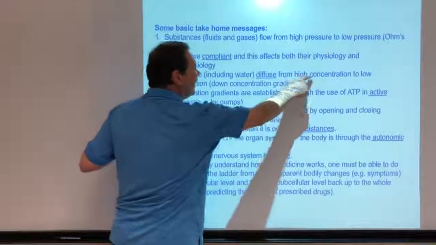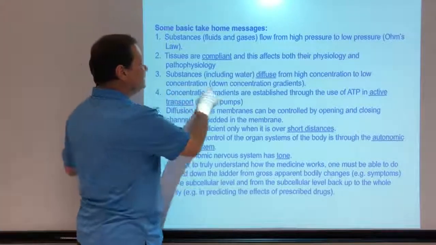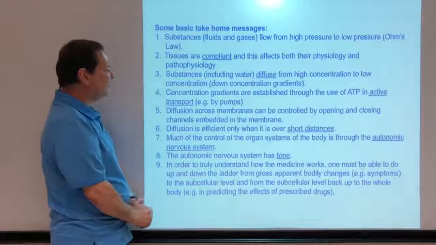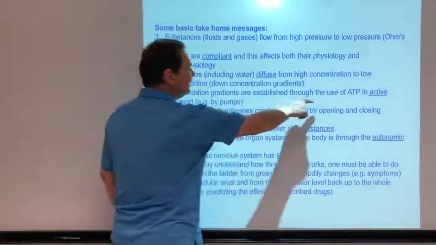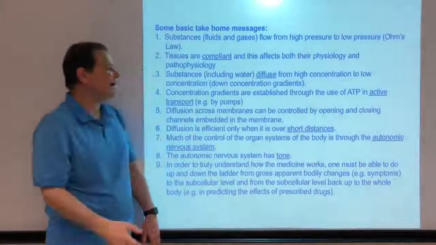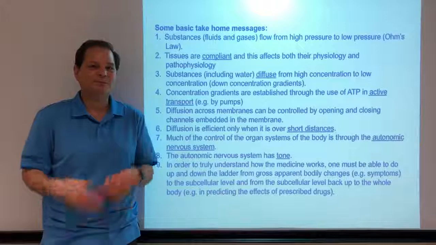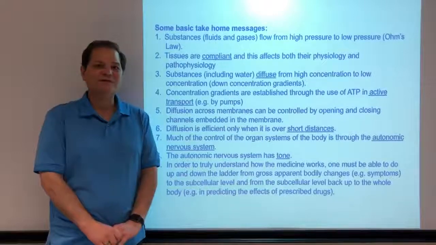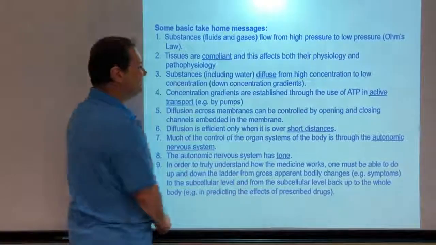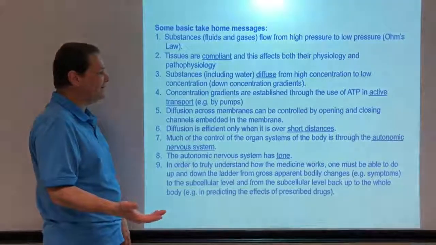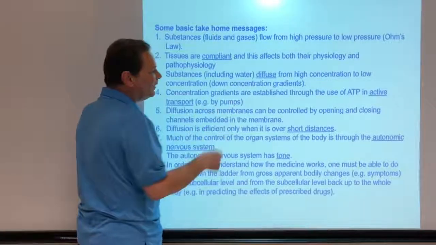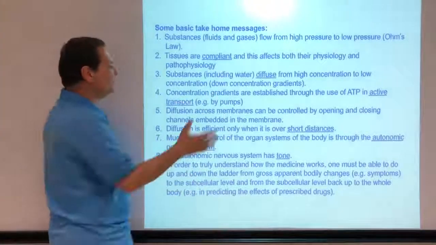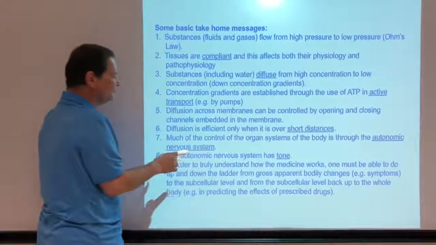Substances diffuse from high concentration to low concentration, down concentration gradients. And those gradients are established by ATP-driven transport, either directly or indirectly. If it's secondary active transport, like the sodium-calcium exchanger, it's indirect. It uses the sodium gradient, which is generated by the sodium-potassium pump. If it's the sarcoplasmic reticulum calcium pump, then it's using ATP directly. That's primary active transport. And calcium gradients are maintained through active transport through the use of ATP.